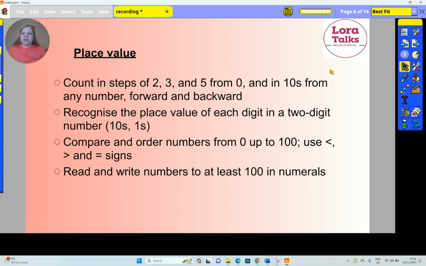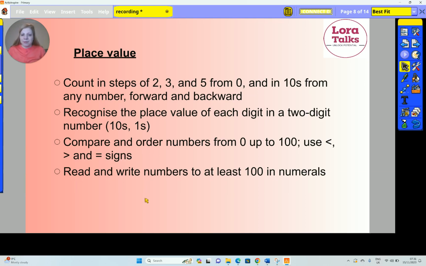Now also it's really important to order the numbers. So if you have scattered random numbers to 100 and they put them in order from the smallest to the biggest, or biggest to the smallest, or they choose two numbers and use those little signs, is greater than, less than, or equal signs.